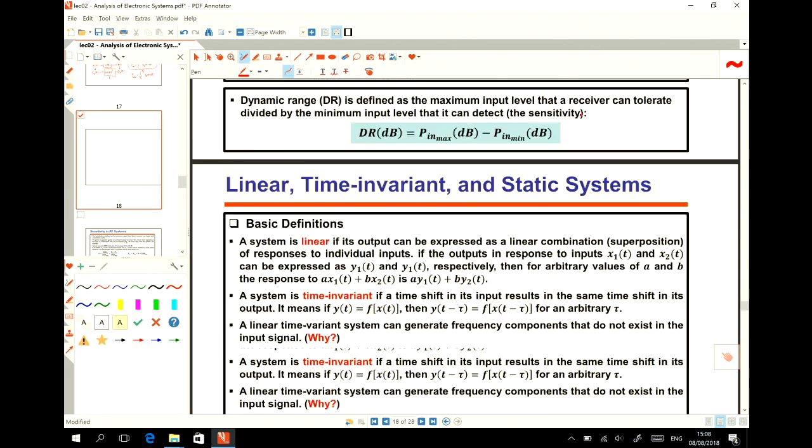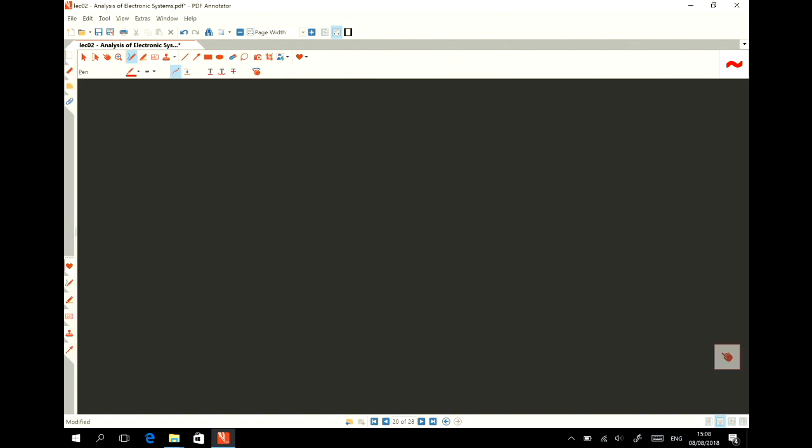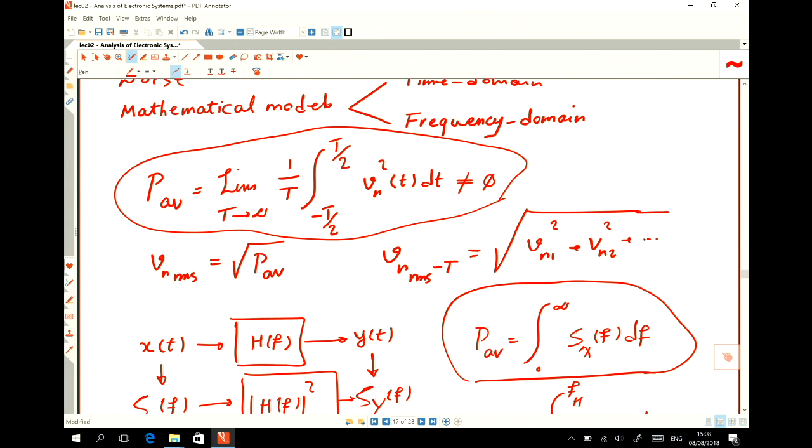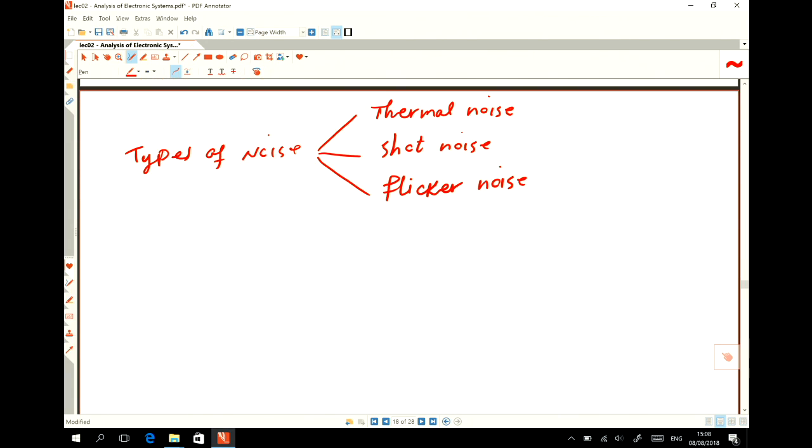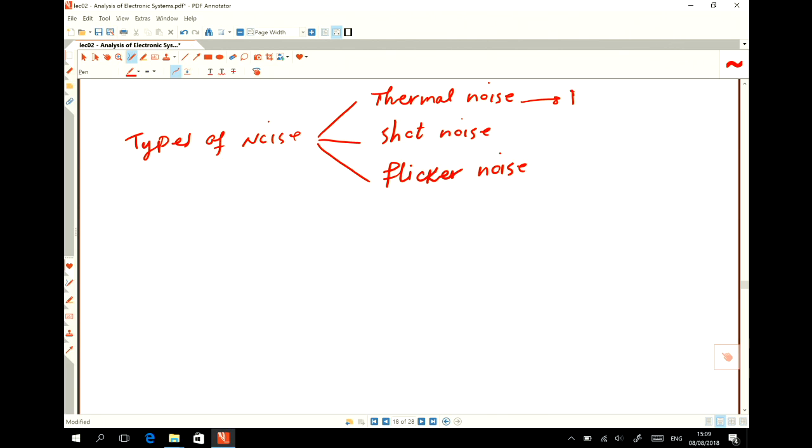So the first one mainly happens in the resistors. The second one, we have in the BJTs. And the third one is coming in the MOSFETs. The first two are white noise, and the third one is dependent on the frequency. The dependency is 1 over f. White noise: the first two, I mean the thermal noise and shot noise, both of them are white noise. And the flicker noise, we call it pink noise. It's dependent on the frequency.